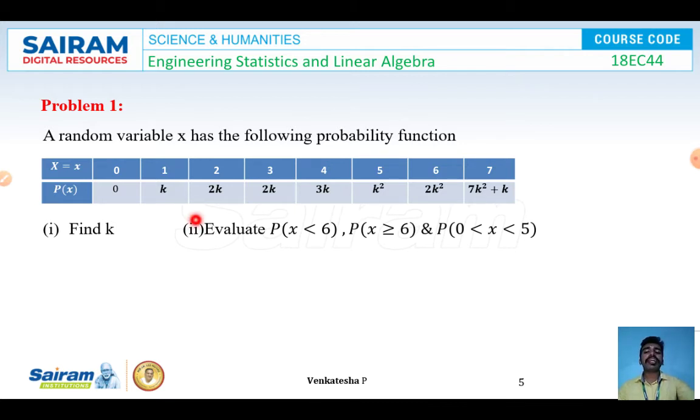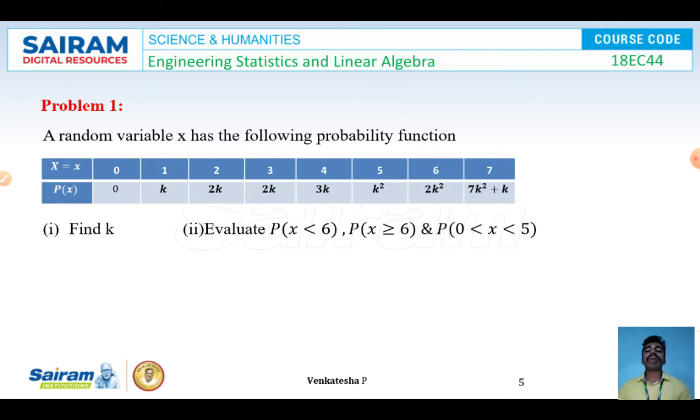So what we'll be getting now? It will be 0 same as before, then 1 by 10, 2 by 10, 2 by 10, 3 by 10, 1 by 100, 2 by 100 and so on like that. So now I'm going to calculate p of x is less than 6, p of x is greater than or equal to 6 and p of 0 strictly less than x less than 5.